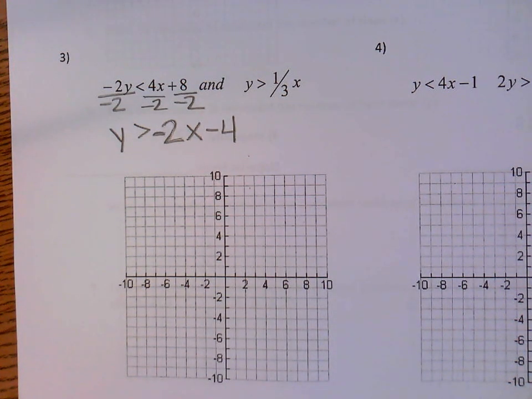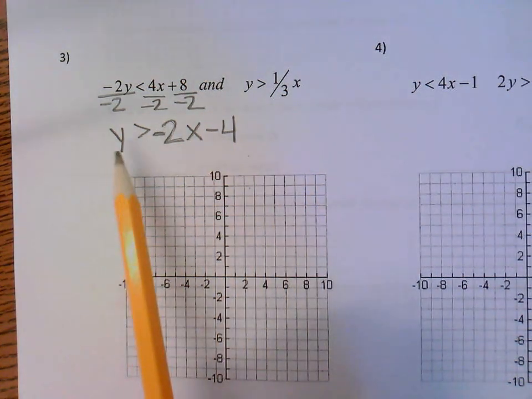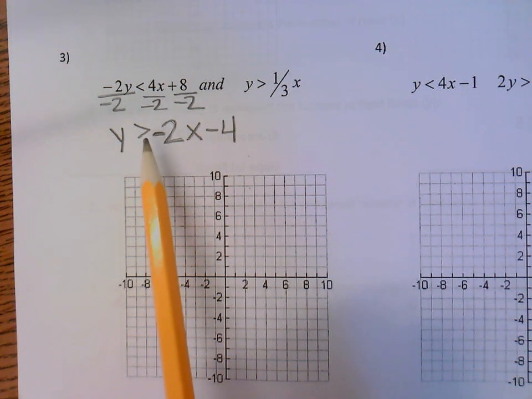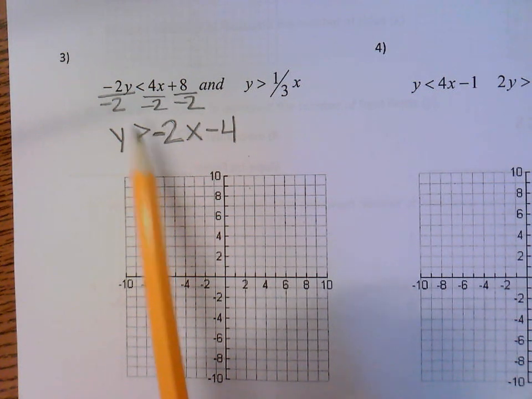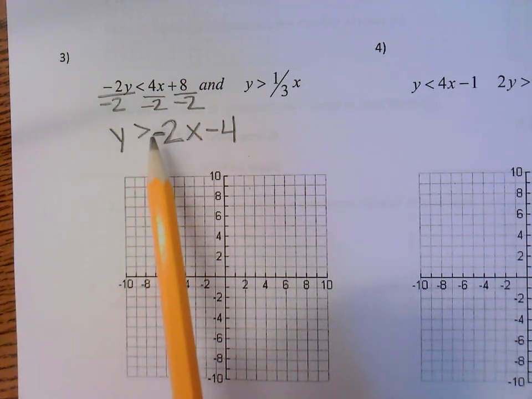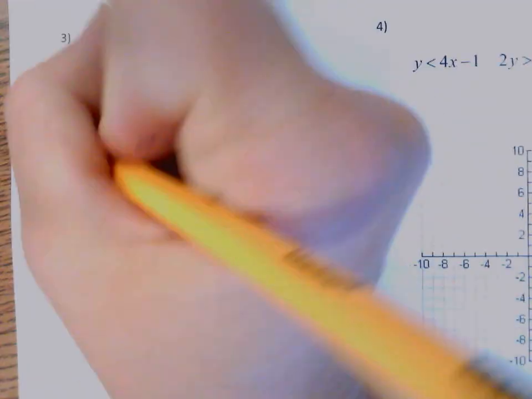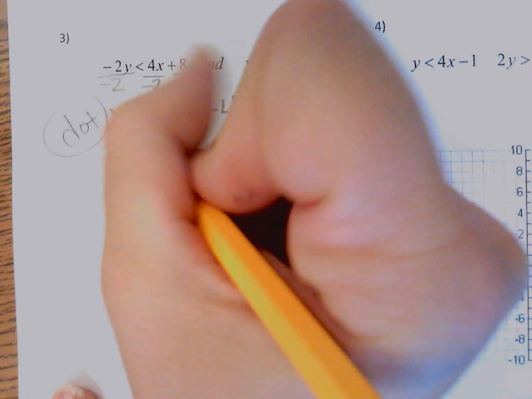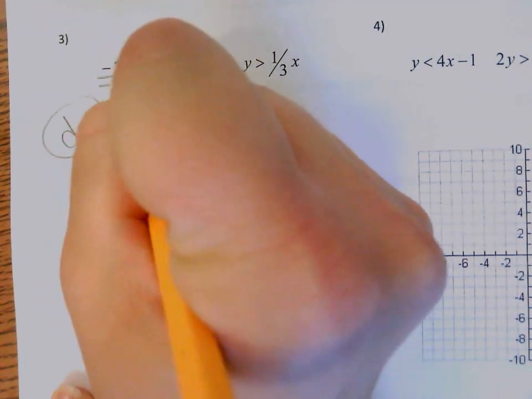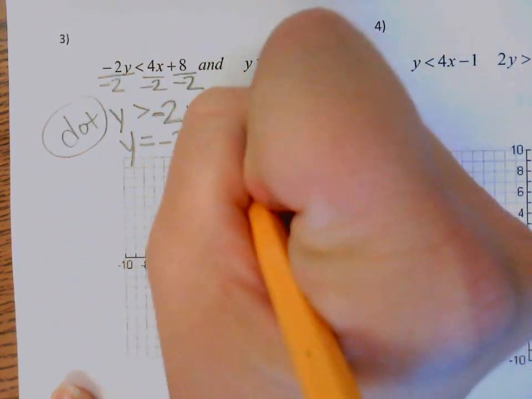Okay, so how do I know if it's a dotted or solid line for my quiz? What does this symbol tell me? It means that it's just above the line. It doesn't include the line because there would be an equal sign. So I'm going to do a dotted line. All right, and I'm going to graph the line y equals negative 2x minus 4.